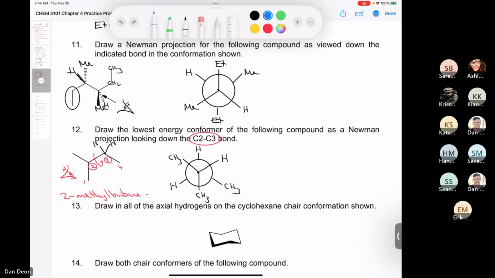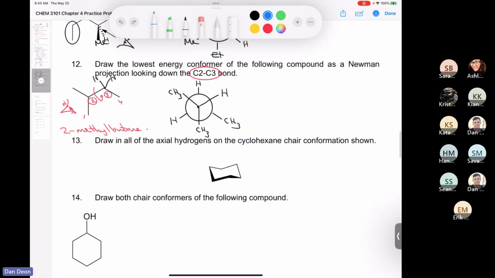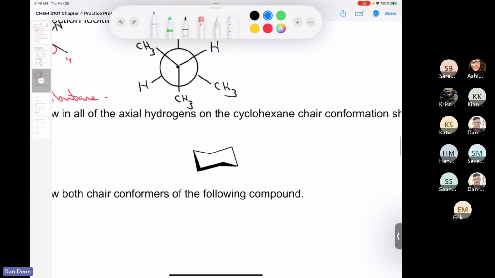Okay, let's move on to the next one. We have a cyclohexane chair that somebody drew here. It's not the greatest chair in the world, which is funny since it came from a drawing program. But anyhow, it asks us to draw in all axial hydrogens.